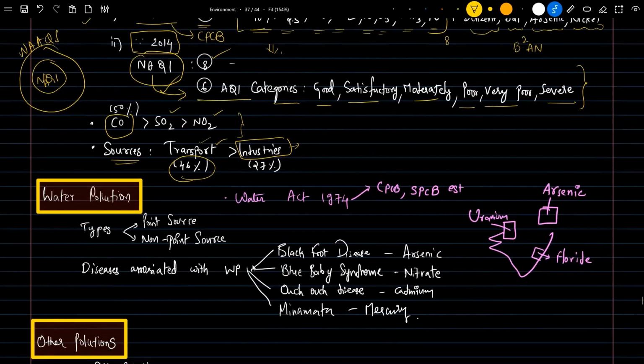Next, coming to water pollution. Water pollution can be caused by majorly two reasons, two types: one is through point source and the other is through non-point source.